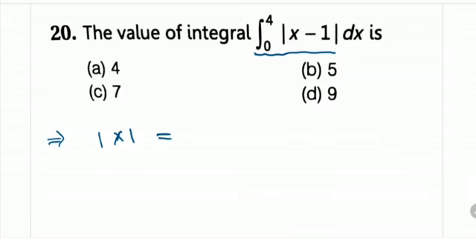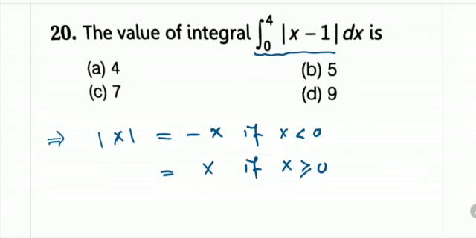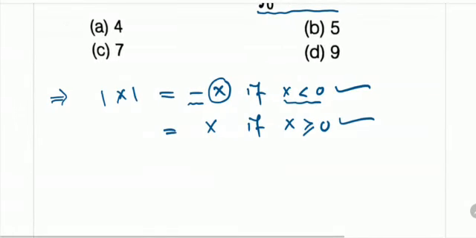Modulus of x means it can be written as minus x if value of x is less than 0. It will be written as x if value of x is greater than or equal to 0. That means what I am doing here is, see, value of x less than 0, that is, x can be minus 2, minus 3 or something like this. To keep it positive, we just multiplied with minus. So in both the cases, whether it is less than 0 or greater than or equal to 0, we are still getting a positive value. So we need to do the same thing with modulus of x minus 1 also.